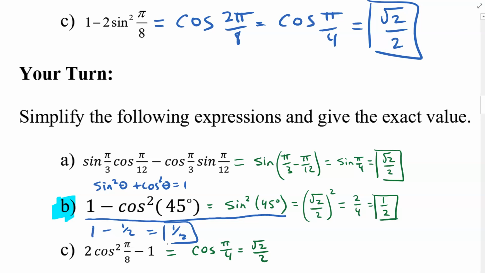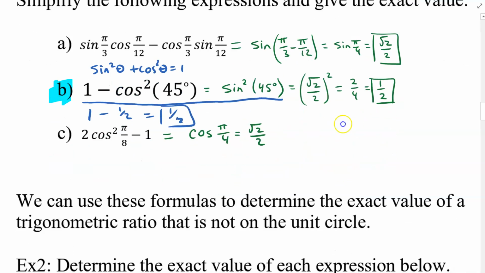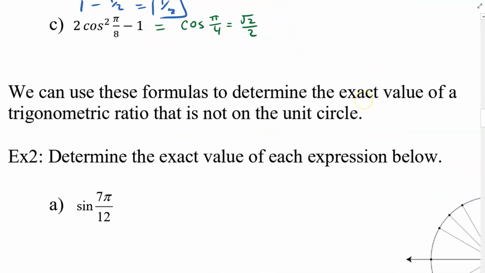But good for you if you figured out that 1 minus cos squared of an angle is the same thing as the sine squared of that angle. For part C, root 2 over 2 is my answer. Okay, let's go on to the next part here.